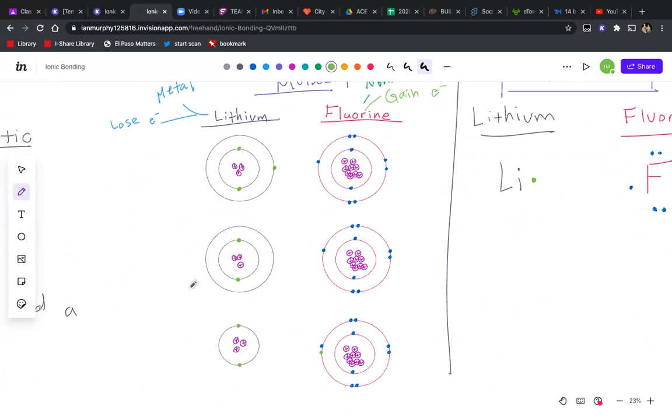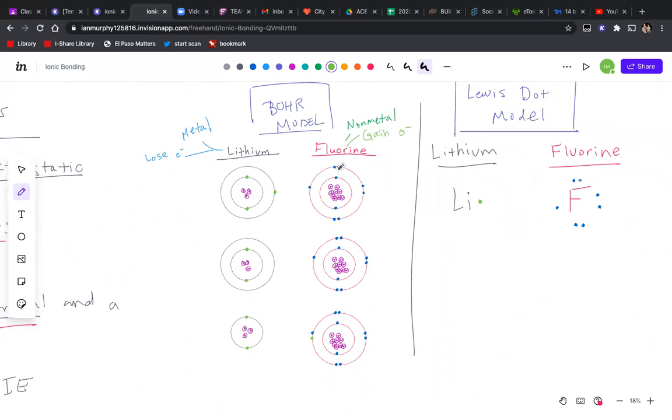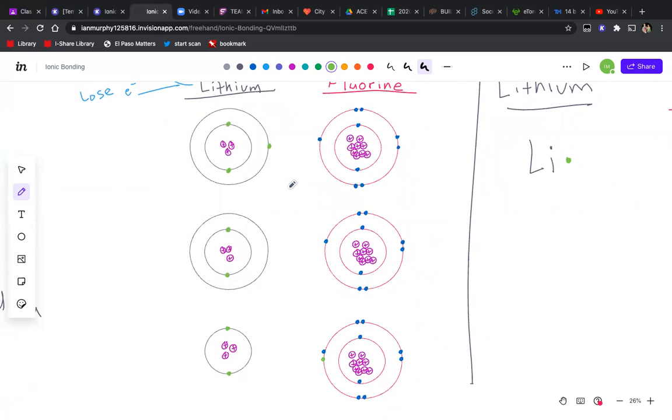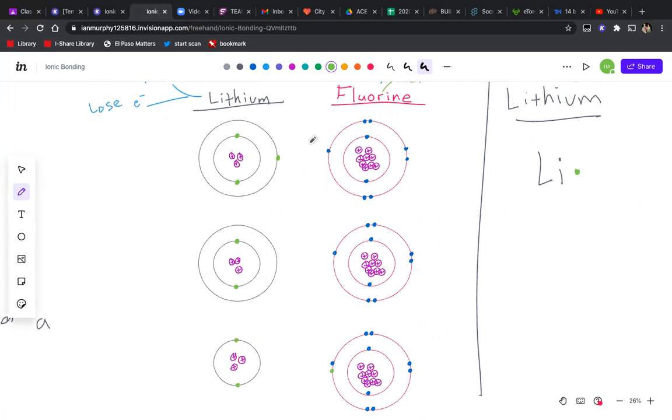All right, so we've established what's going to happen. Lithium, being the metal, is going to lose electrons, one or more. Fluorine, on the other hand, is going to gain one or more electrons, right? Well, I drew the Bohr model here, guys, because it provides a really nice illustration for us to understand what's going on here, okay?